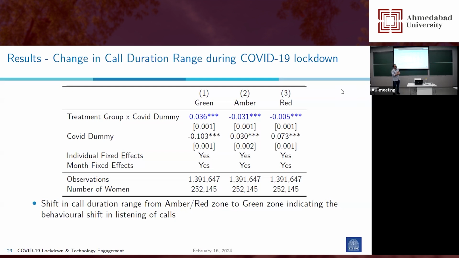Amber has lost the most, which is the middle group who were engaging to a moderate extent. That number is also shrinking. What is going up is the green group. So the fraction of people who were listening to a reasonable extent of the phone call is increasing. Right? So the shift is from red and amber to green.